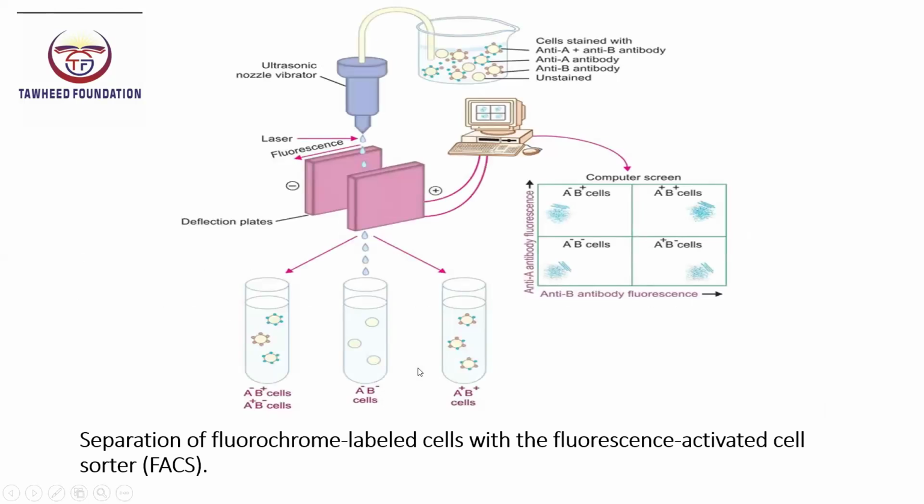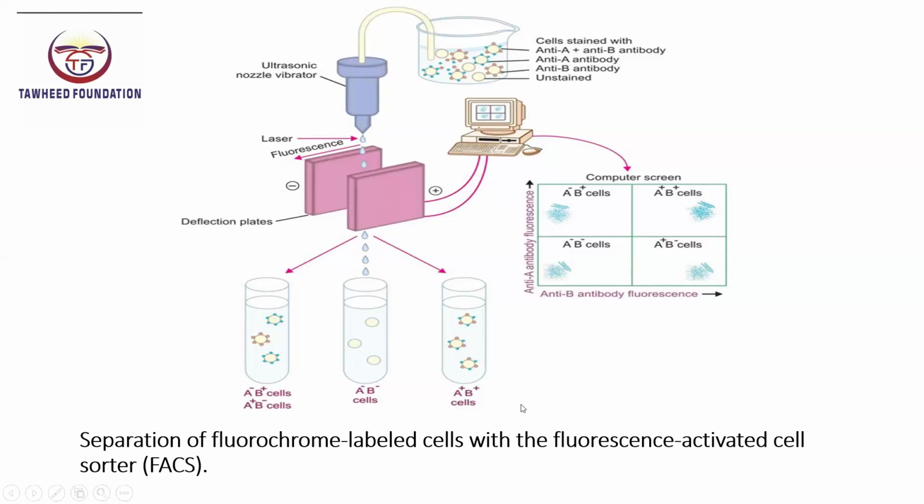This is the diagram of flow cytometry, fluorescent activated cell sorting, that is FACS. This diagram represents the working principle of fluorescent activated cell sorting, that is FACS, an advanced application of flow cytometry. Cells labeled with fluorescent antibodies are carried in a fluid stream and pass single file through a laser beam. As the laser light interacts with each cell, detectors measure light scatter and fluorescence emission.